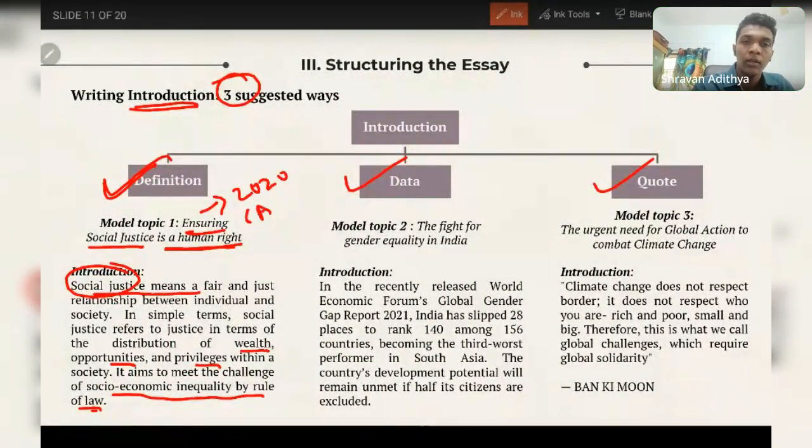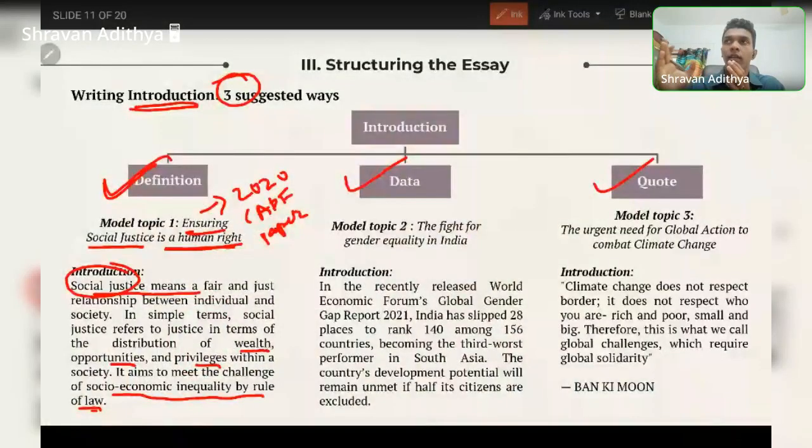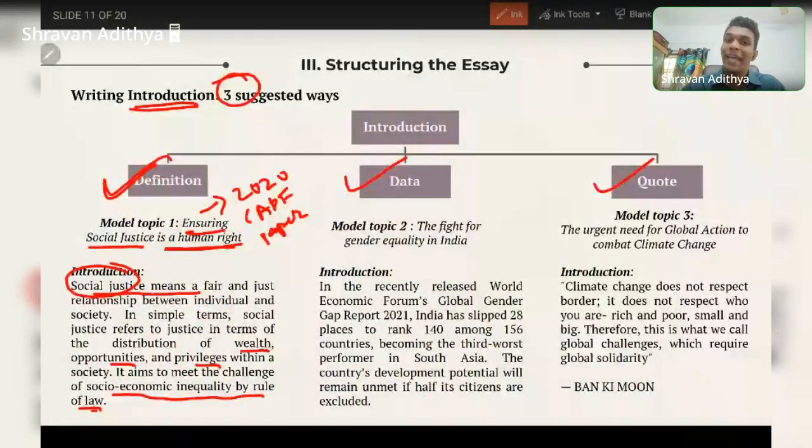Okay, this is a previous year question. So in the introduction, I defined what social justice is. Similarly, Naxalism in India is a good topic. For that, you can go by definition. That is an essay. You can use the definition of Naxalism in your introduction. That will definitely be to the point, crisp, and it will be a good introduction for that essay.